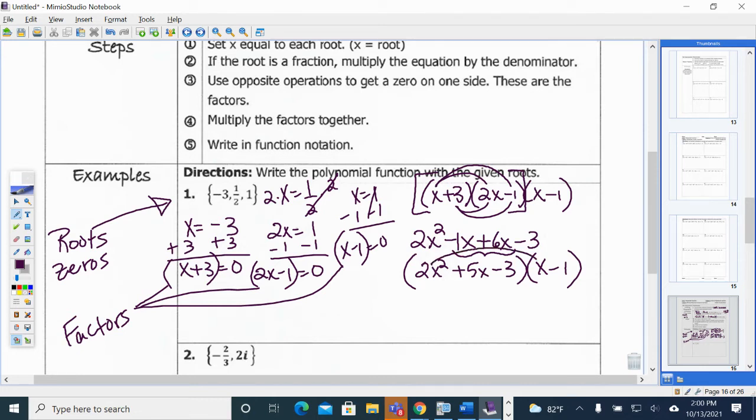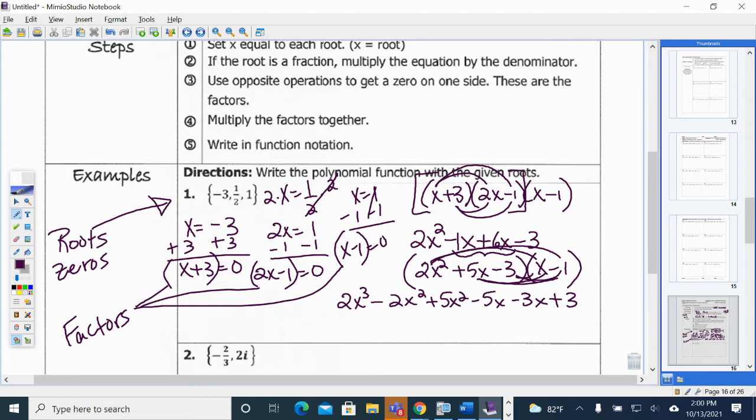We're going to distribute. 2x squared times x is 2x to the third. 2x squared times negative 1 is a negative 2x squared. Now the 5x. 5x times x is a positive 5x squared. 5x times negative 1 is a negative 5x. And then last but not least, the negative 3 times x is a negative 3x. Negative 3 times negative 1 is a positive 3.